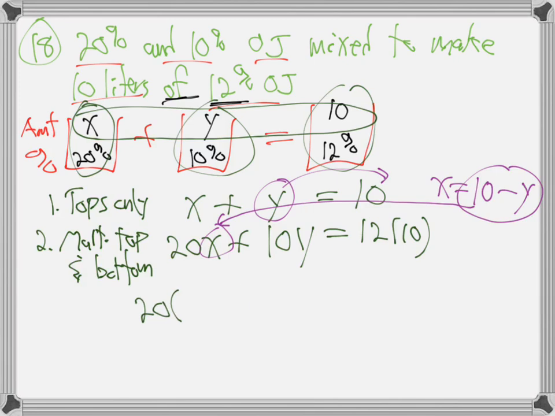So we get 20 times X, which is 10 minus Y, plus 10Y is 120, right? 12 times 10 is 120. Is that good to there? Is that making good sense?